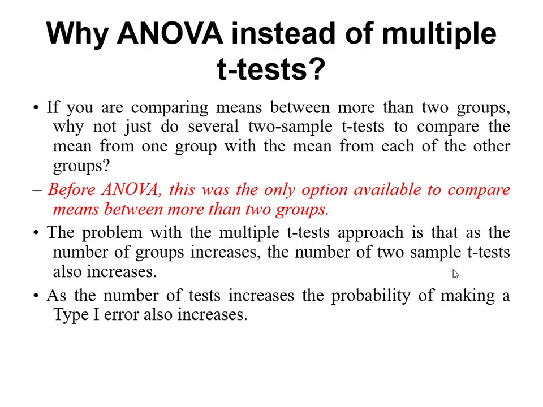Before ANOVA, because ANOVA was introduced by Ronald A. Fisher in 1920, this was the only option available to compare means between more than two groups. So the t statistic was used to compare more than two groups, but when you compare different groups, it creates a little bit of a problem. The problem with the multiple t-test approach is that as the number of groups increases, the number of two-sample t-tests also increases, and so does the probability of type 1 error.